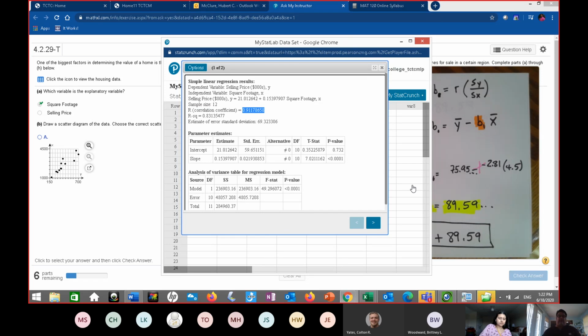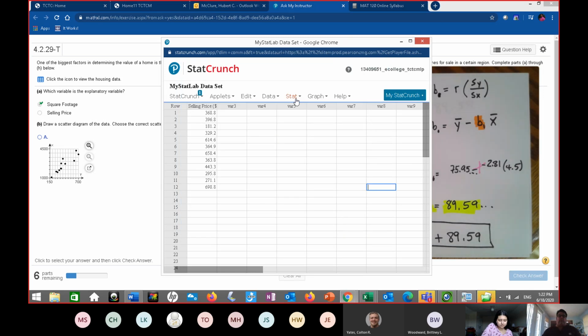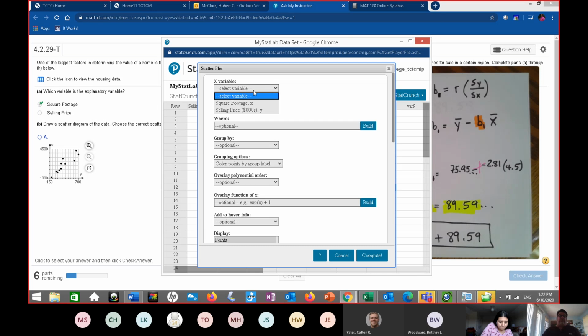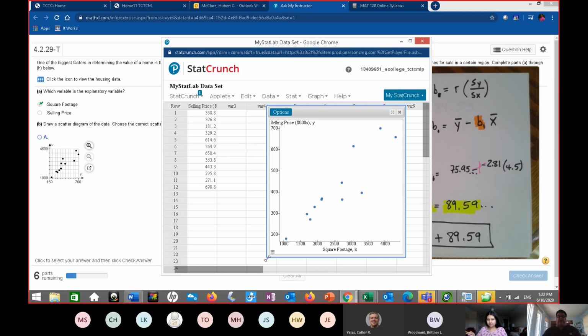Let's see what it looks like. Go to graph, go to scatter plot, X variable, Y variable. Okay, sketch it. You don't have to sketch every single detail. Just for your notes, sketch 0 to 700 and 0 to 4,000, and just put some dots in there. So you know that you basically got a line going like this.